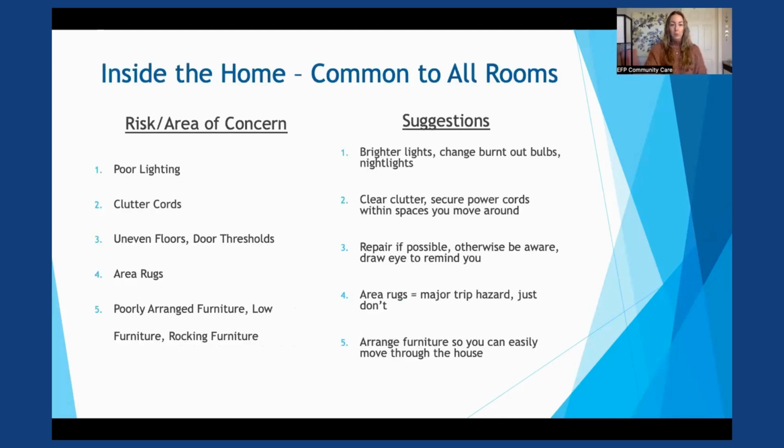So inside the home. So these are common to all your spaces in your home. So risk or area of concern. So poor lighting. We want to make sure we have bright lights. We're changing burnt out bulbs so that, again, we have brighter spaces, and then maybe adding night lights. So this, we're going to talk about this a little bit more, but in any space that you may need to get to at night.